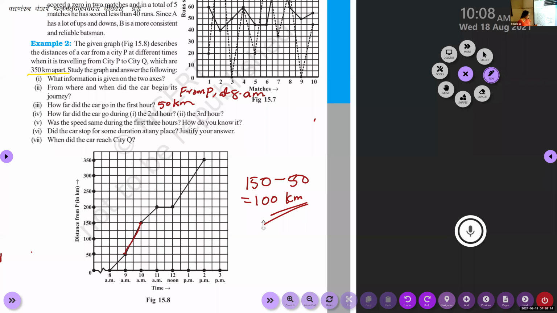The question is not from 8 a.m. to 10 a.m. The question is between 9 a.m. and 10 a.m. The car starts from 8 a.m. and traveled 50 kilometers. So at 9 a.m., the car is at a point 50 kilometers. Then from that point, it traveled to 150 kilometers from the city P. So between 9 a.m. and 10 a.m., only this is the distance traveled by the car. That is 150 minus 50, 100 kilometers.